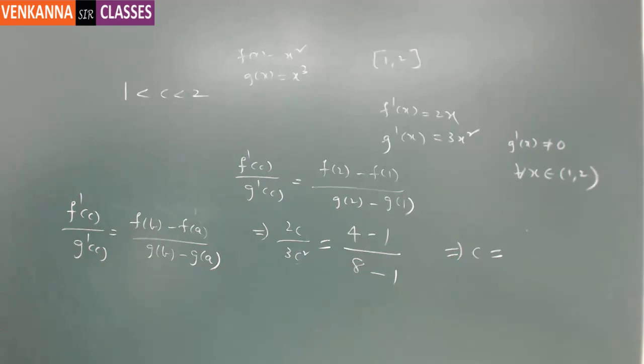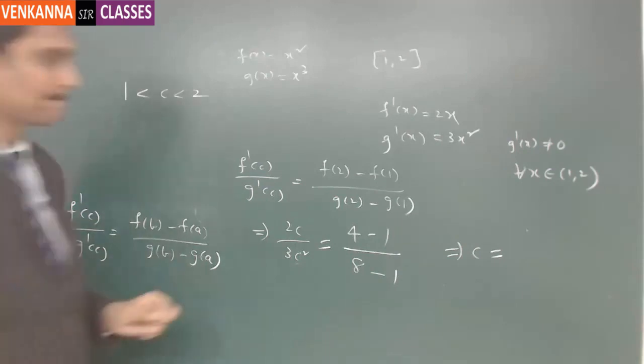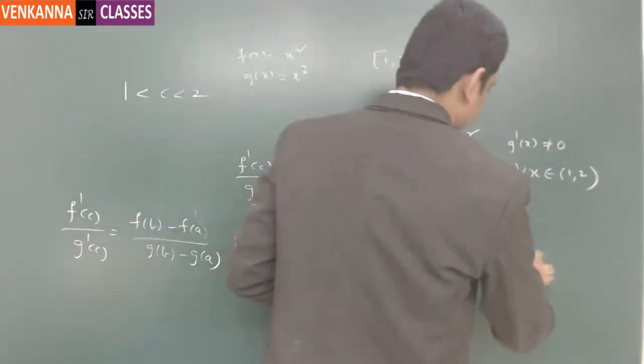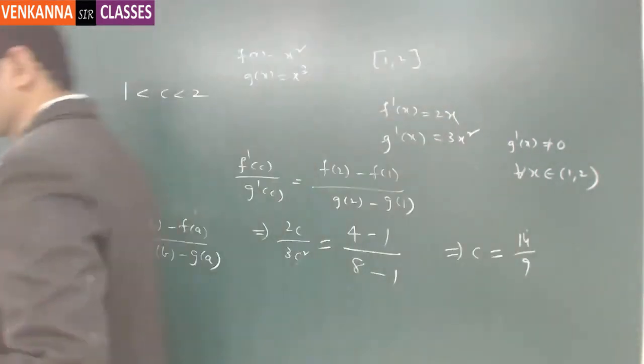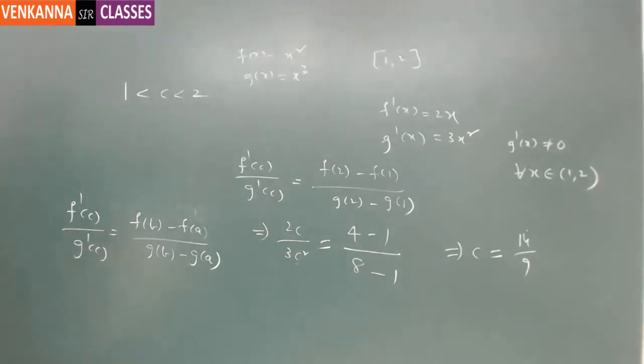So you got two values for c or only one value for c here? One value, that is 14 by 9, right? So please take a note of it. Is everyone clear with this problem? Then I'll go for the other problem.